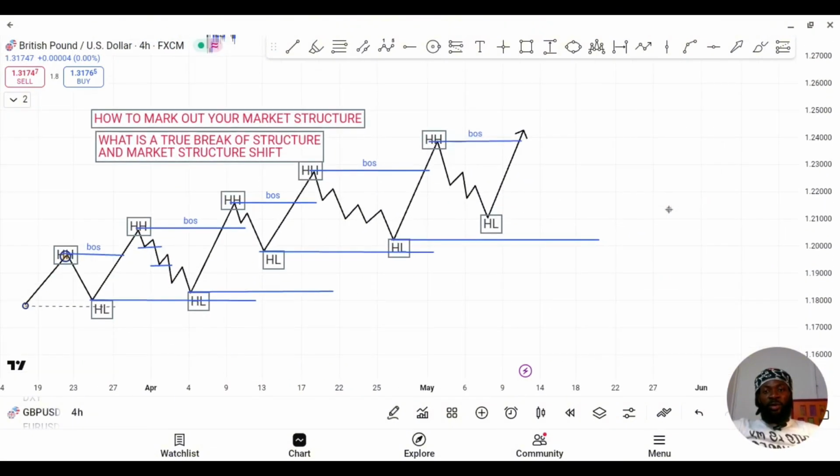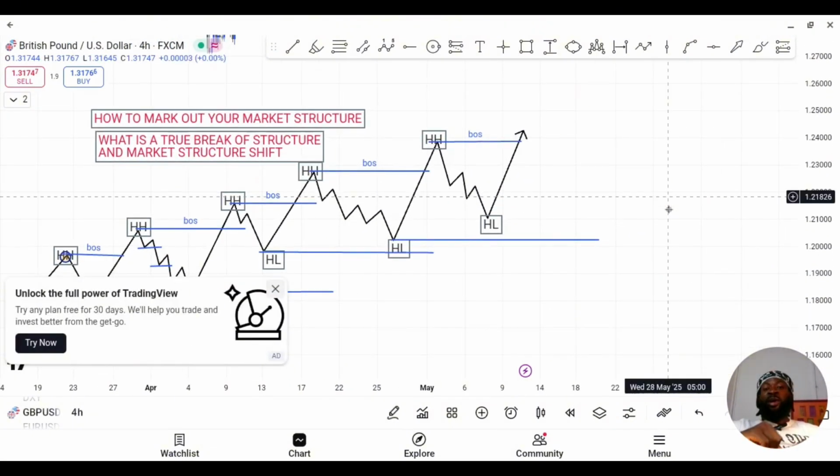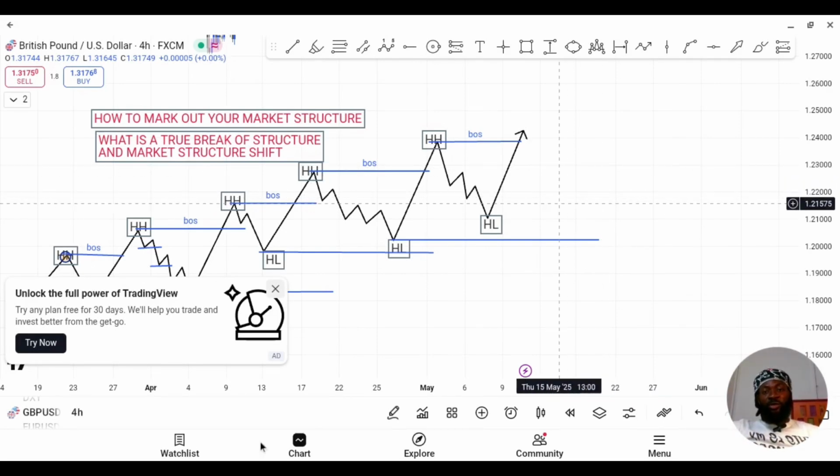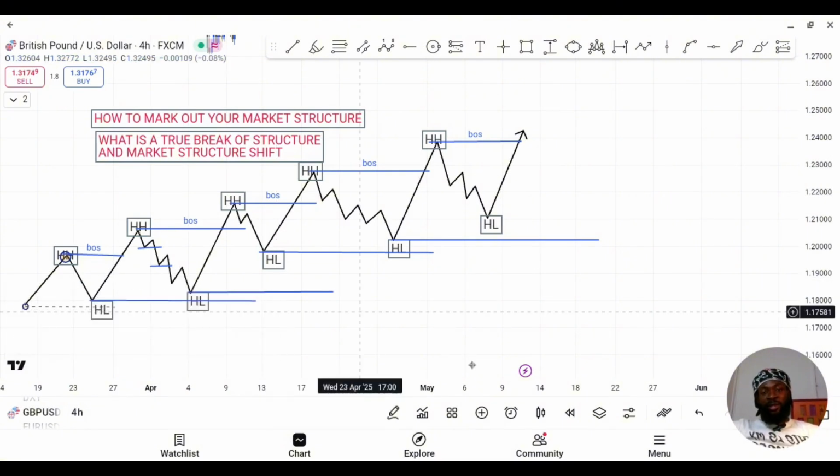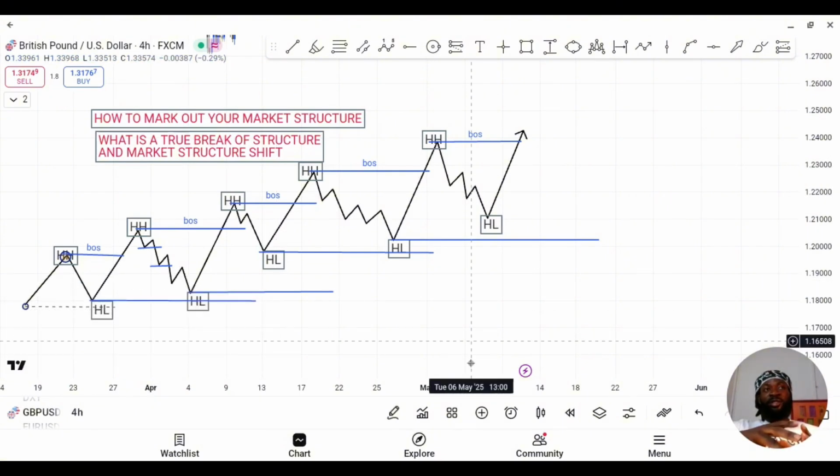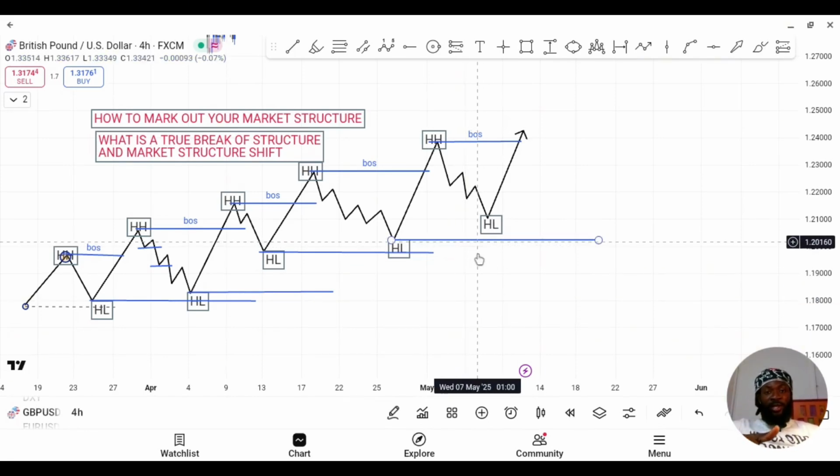Now, you know, the market cannot go up forever. No matter how the market trends for months, for years, there is a particular time the market will change direction. That is where we have a market structure shift. So how do we know the reading of the market has changed? It's very simple.